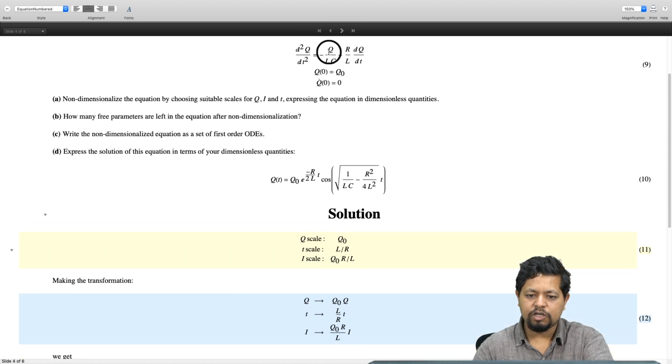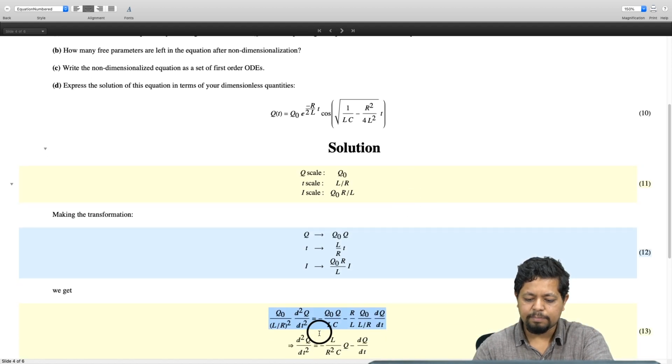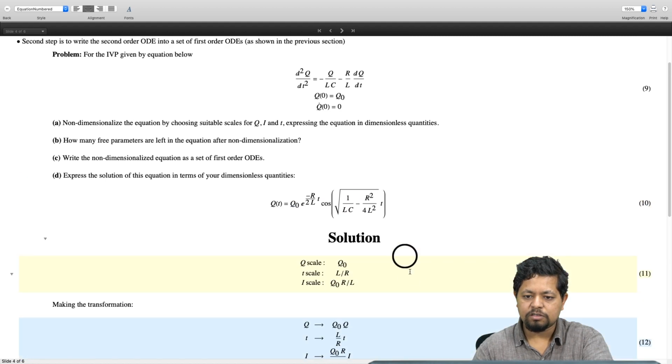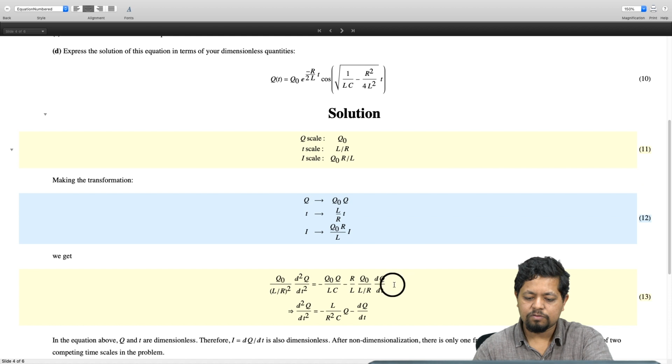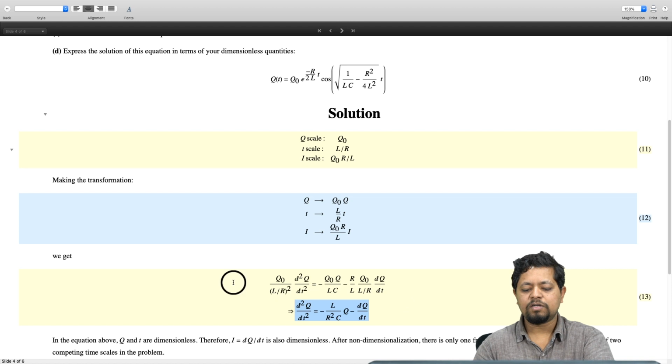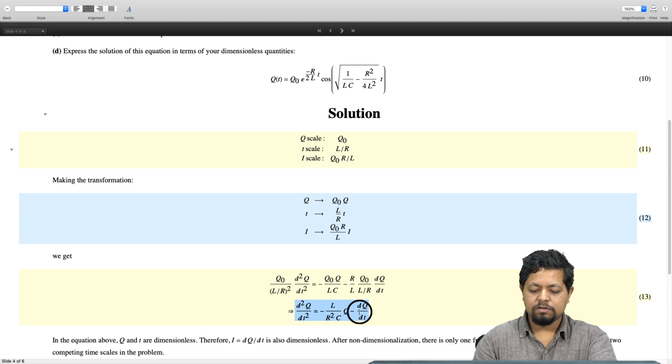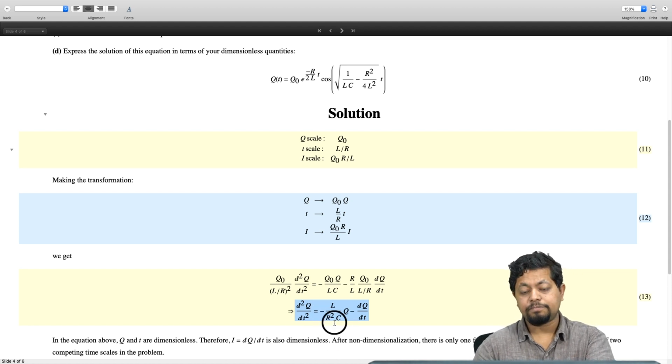Again, in my differential equation I got q by LC. So for q I'm writing q naught times q, and that pulls a dimension of q naught out. Again, pulling out dimensions in dq by dt, dimensions of q out of this and dimensions of dt out of this, I get a factor of q naught L by R. R by L is a constant, LC is a constant, we'll leave them as it is. And now if you simplify, you'll get this equation where most of the dimensionful quantities will cancel out, and I'm only going to get one ratio L by R square C.